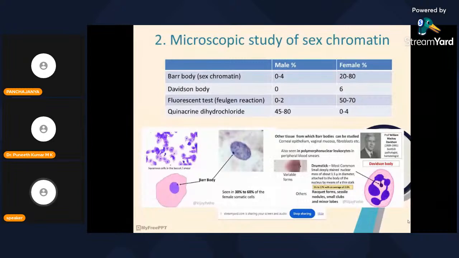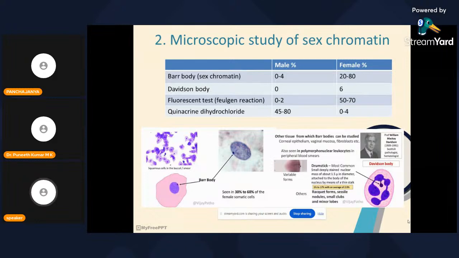You can see the image of that in the left corner, where the round circular mark is present in both pictures. It will be more in the female, that is 20 to 30%. Davidson bodies will be absent in the male, and in the female up to 60%. It has a drumstick-like appearance attached to the nucleus, and based on this we can identify that it is present in the female. Based on these two, we can differentiate whether it is a male or a female body or person.